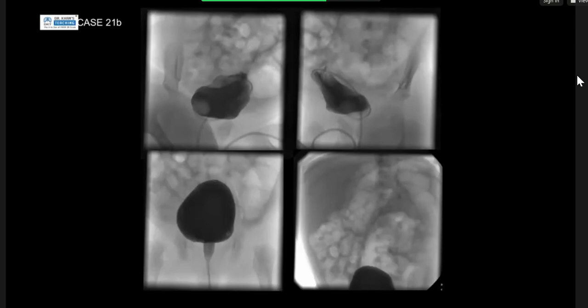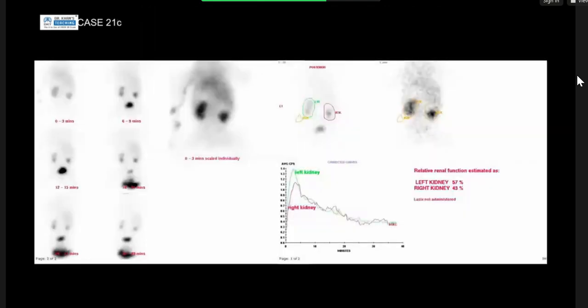Okay. And why have we done the MCUG study? That was for the duplex system, because the lower moiety refluxes into the upper, which obstructs. But yeah, so that's completely correct.